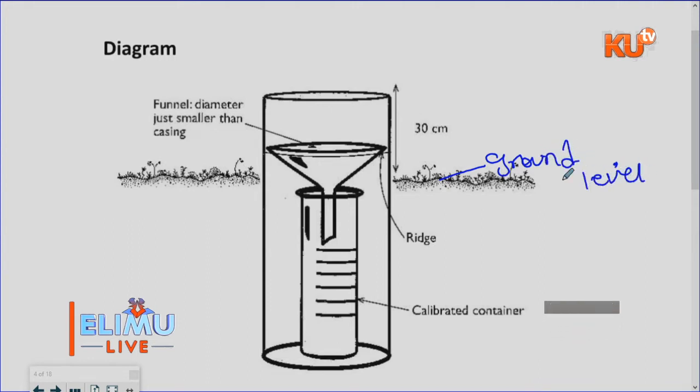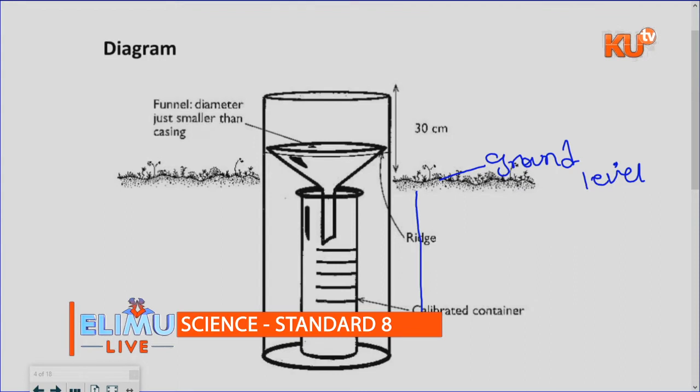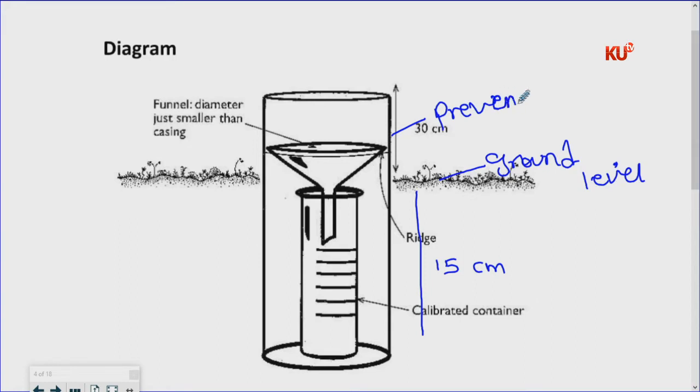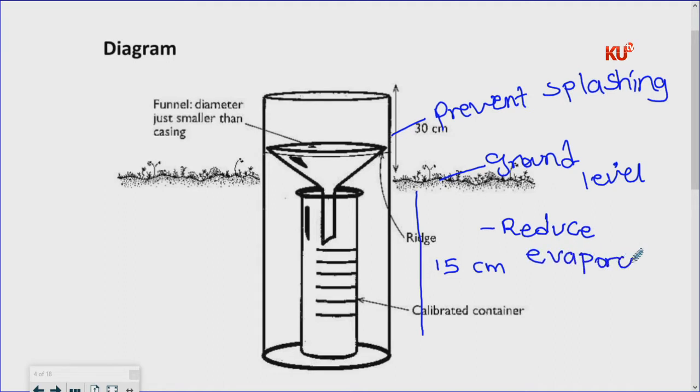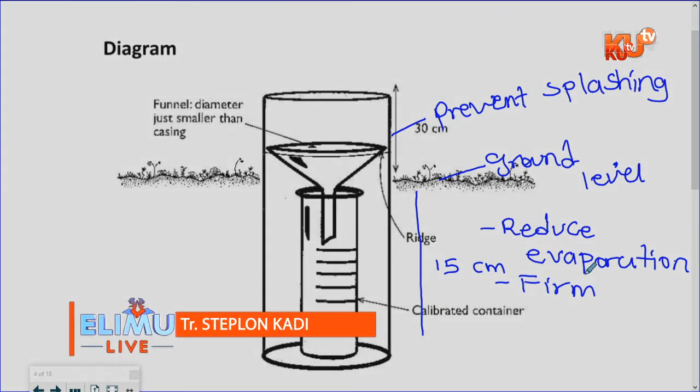So we have 30 centimeters that is above, and we have 15 centimeters that is dug into the ground, and we said it is left so that it can prevent splashing of water. It is dug into the ground for two reasons, and the main reason is to reduce the rate of evaporation. Apart from that, it is also dug to make it firm.